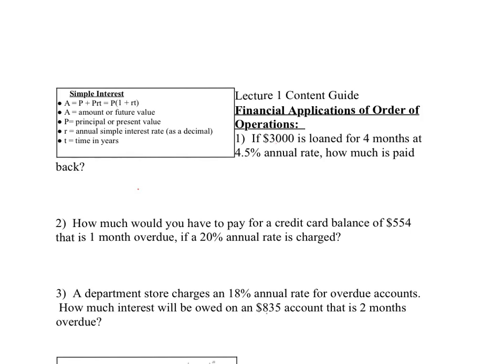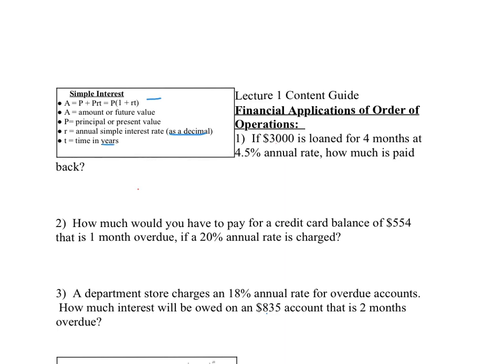So today we're going to look at the financial applications of order of operations. And the first thing we're going to look at is simple interest. So here is our simple interest formula, and our A stands for amount or future value, P stands for principal or present value, R is our simple interest rate as a decimal, and T is our time in years.